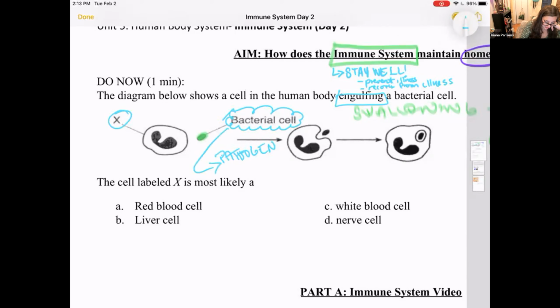It's not a liver cell. Liver isn't really part of your immune system. It's not a nerve cell. We're not talking about the nervous system anymore. And we did talk about red blood cells, but remember that red blood cells help carry oxygen and carbon dioxide throughout your bloodstream. But the other part of your blood that we talked about are the white blood cells, which hopefully you recall are a major part of our immune response.